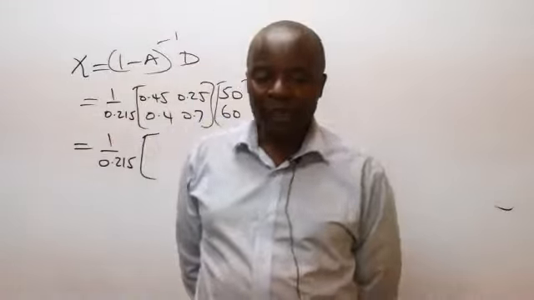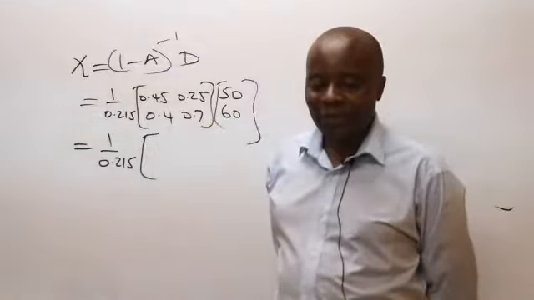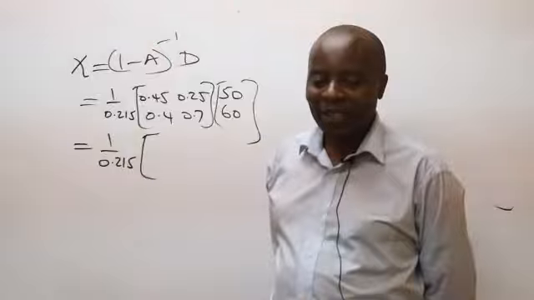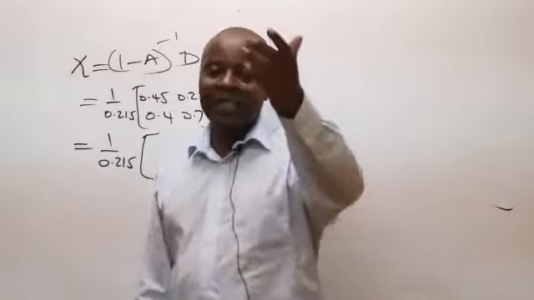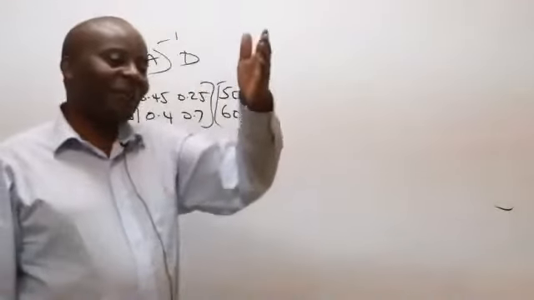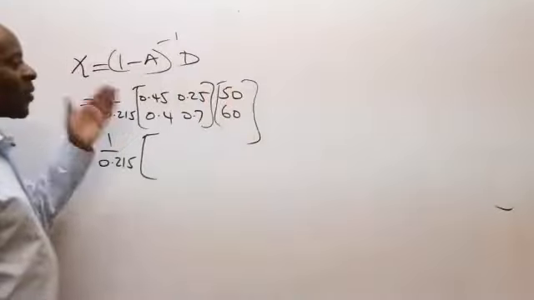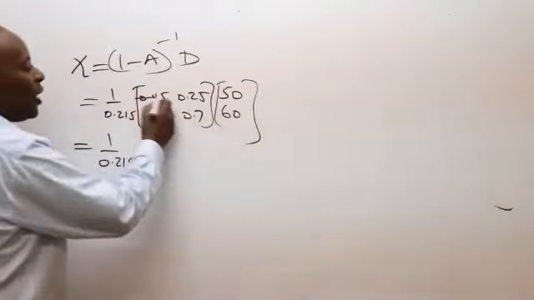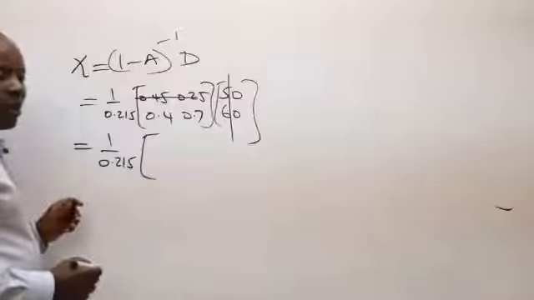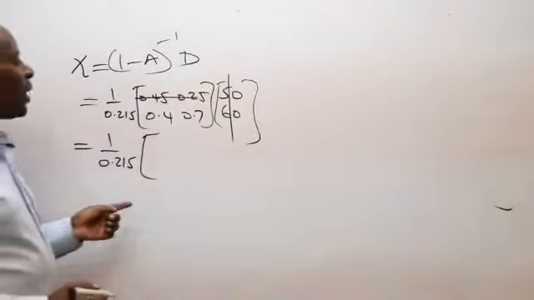What comes to your mind when somebody tells you to multiply two matrices? Row times column, thank you very much. So this is the row here, and that is the column. Could you kindly go ahead and do the multiplication for us?